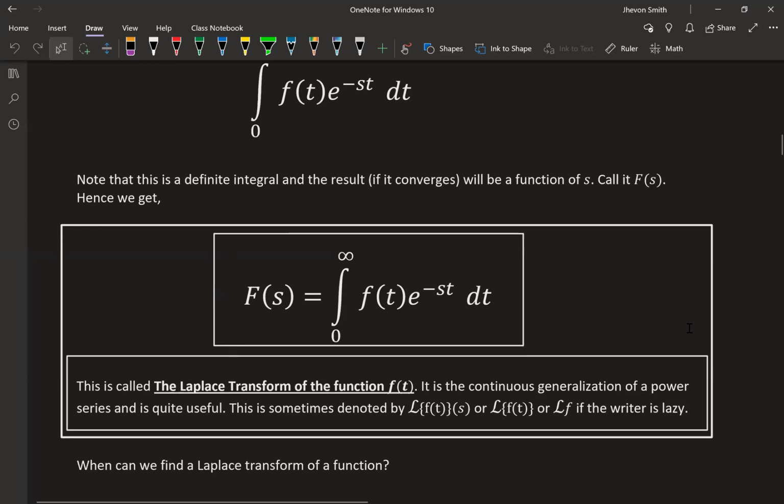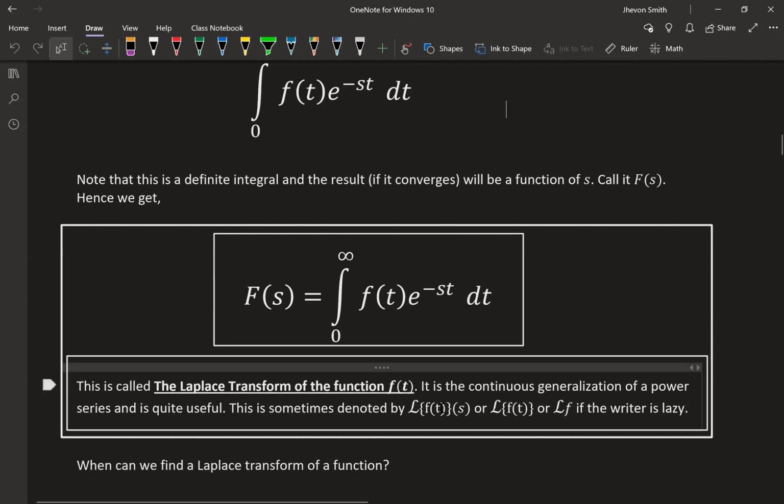So it's a transform, and because it does that transform via integration, it's called an integral transform. This particular integral transform is called the Laplace transform. It's named after a mathematician named Laplace, who you will know has a lot of other things named for him, like the Laplacian, something else that physicists and engineers come across all the time. So this is a continuous generalization of a power series, and it's actually quite useful.